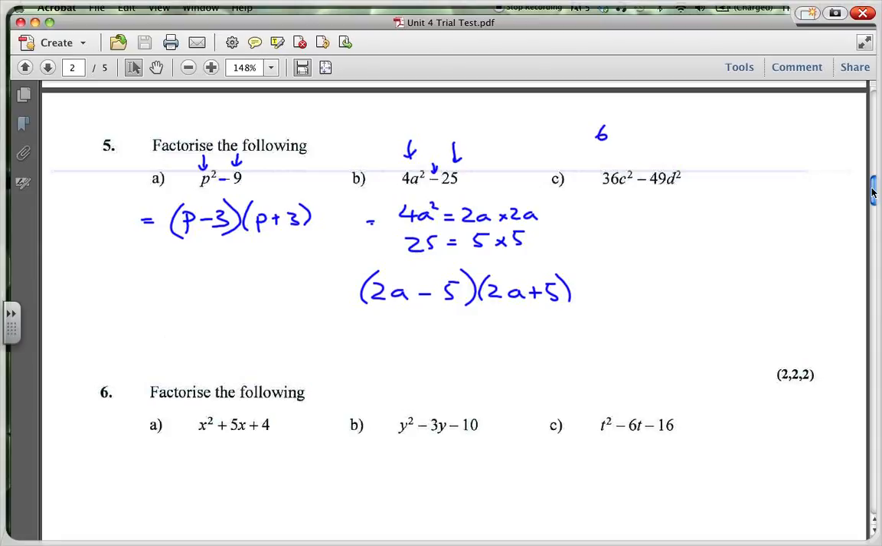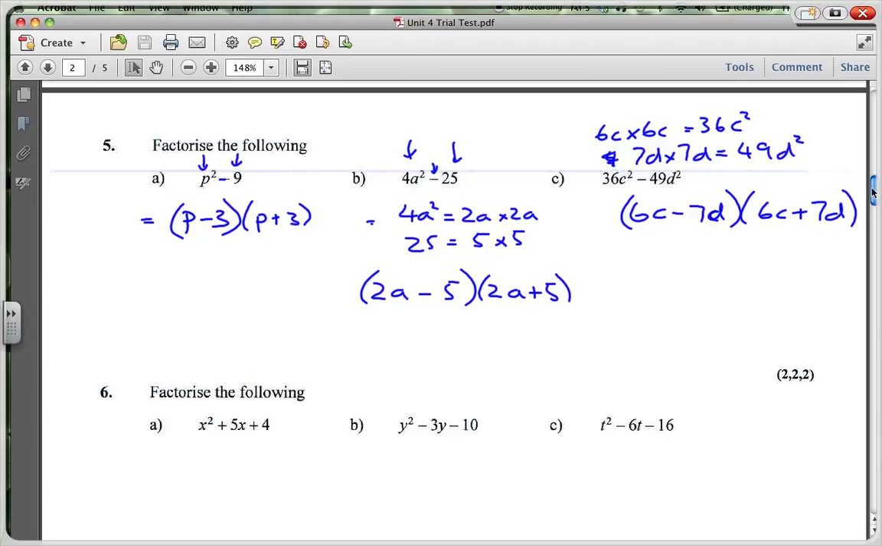And the same with this one over here. 36c squared you can write as 6c times 6c. That gives you 36c squared. And 49d squared you can write as, not 4, 7d times 7d. That gives you 49d squared. So you can write this as 6c minus 7d, 6c plus 7d, like that.